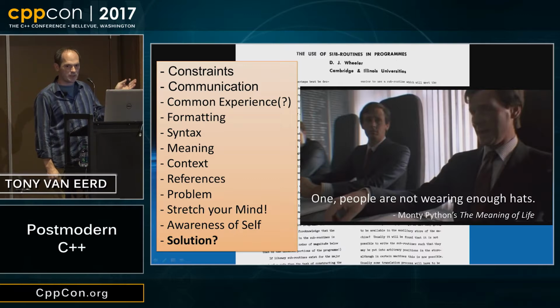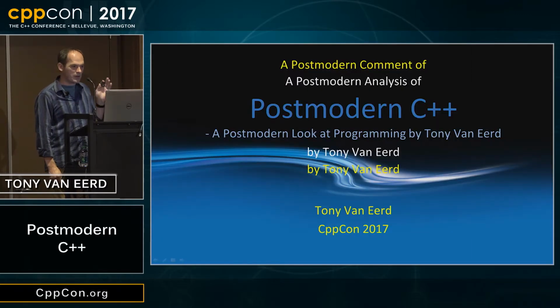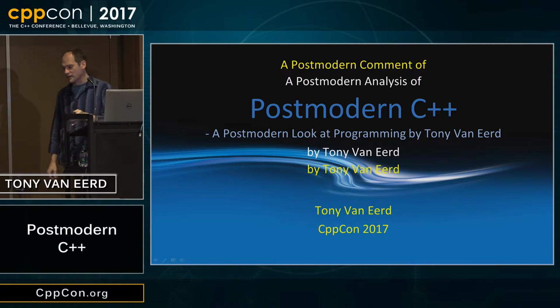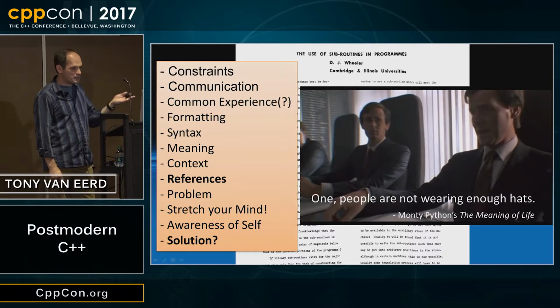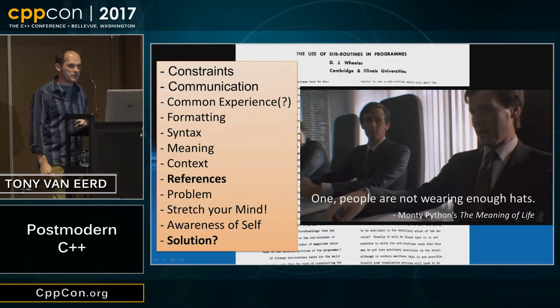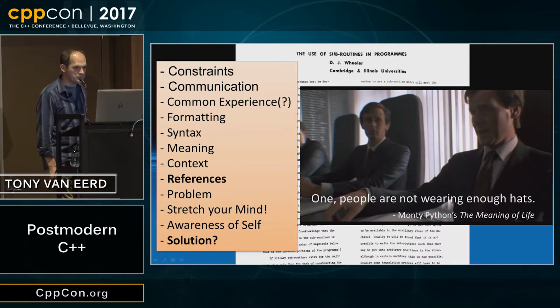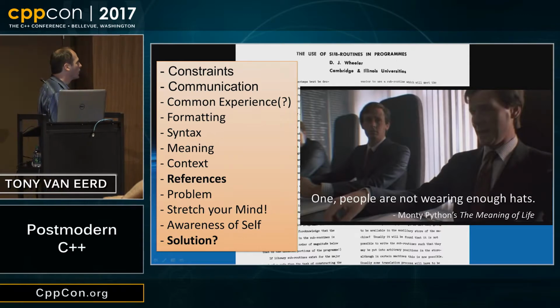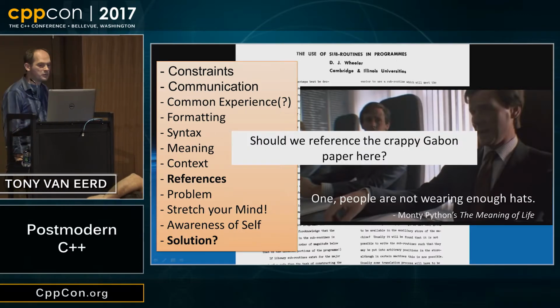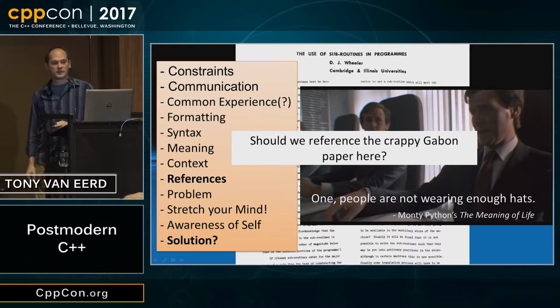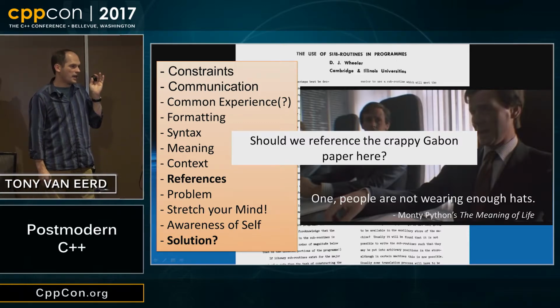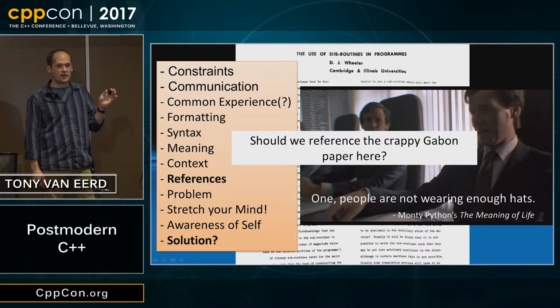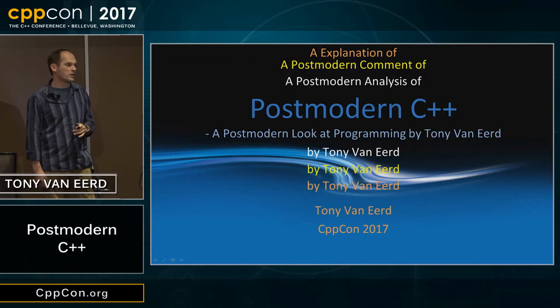Now my postmodern analysis of my talk is also using references. So let me give you a postmodern comment on the postmodern analysis of my postmodern talk. This is a reference to Monty Python's Meaning of Life, as I mentioned. But where do these references end? Should we reference the Gabon paper here, the crappy Gabon paper? This is, of course, a reference to a comment about a reference in a published paper.